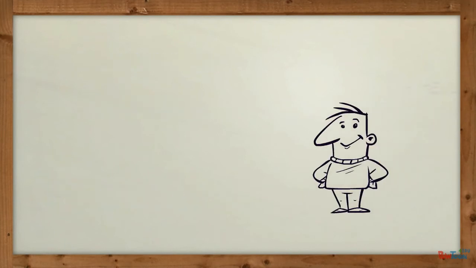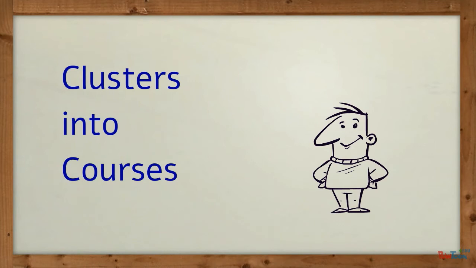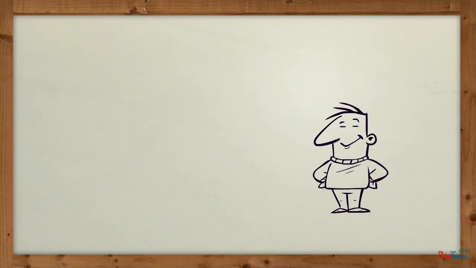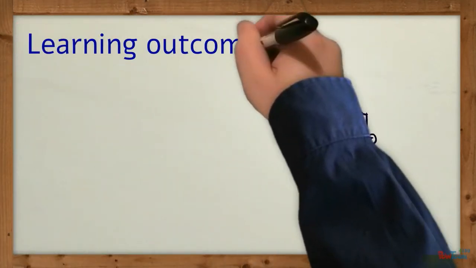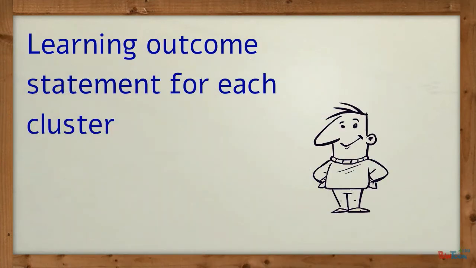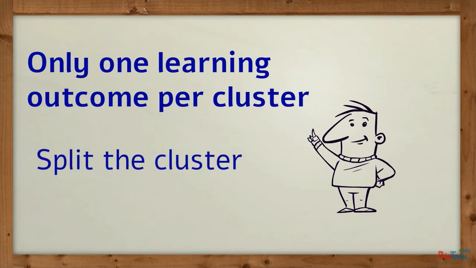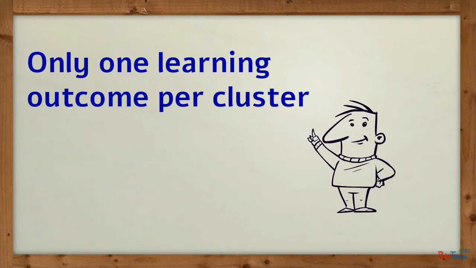your program? The next step in designing courses from your clusters of principles is to describe the learning outcome of each cluster. These statements will then be used as course learning outcomes and guide the rest of the design of the courses. It is best if you can write one learning outcome statement for each cluster. If you find it difficult to come up with only one outcome for a cluster, perhaps you should consider splitting the cluster into two or more clusters so that you can.